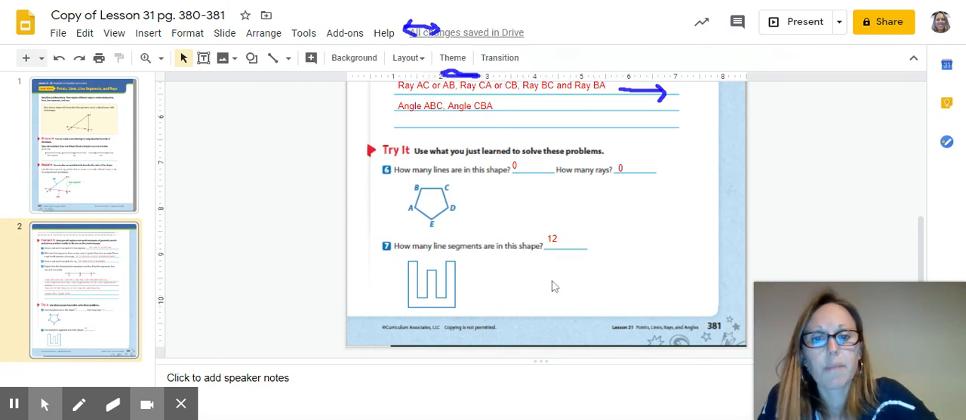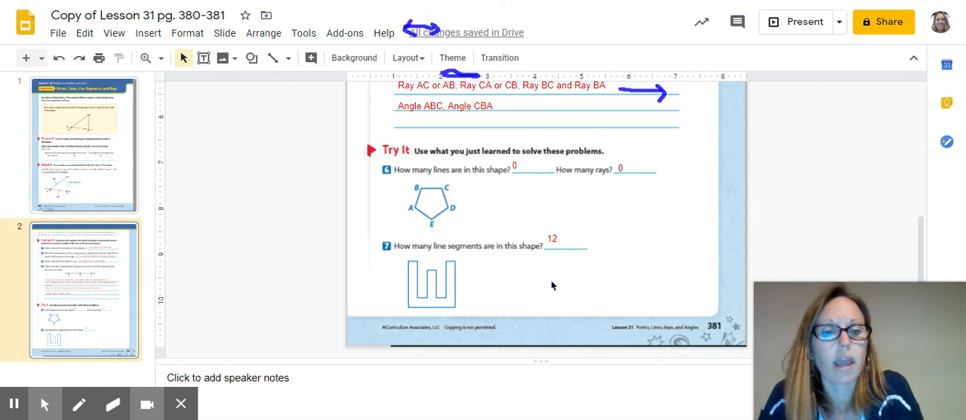So like I said, I'm going to be posting an anchor chart helping you with the vocabulary terms of point, lines, line segments, rays, and angles. So hopefully that will help. If you have any questions, please feel free to reach out to Mrs. Davis or myself. I hope you understood the lesson and I hope it made a little bit of sense.